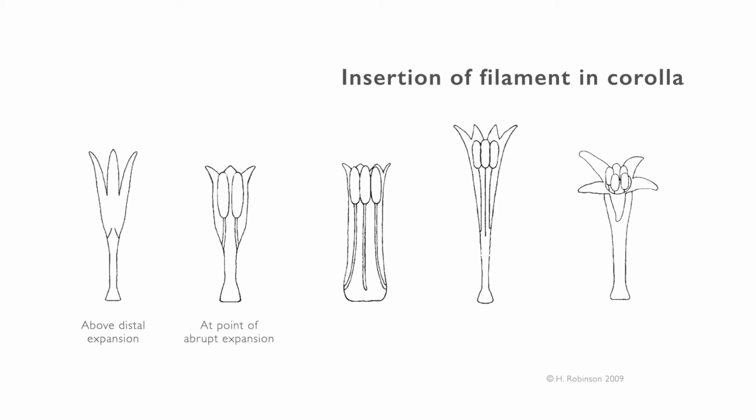Then we could have the filaments inserted at the point where we have an abrupt expansion of the corolla. In this case, they could be inserted at the base of the corolla. They could be inserted gradually along the tube, or they could be inserted at the base of the lobes. Those are different sorts of situations that could occur.